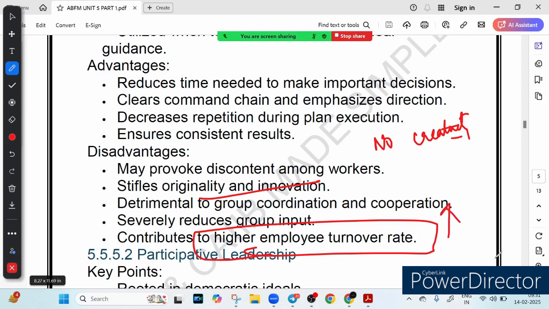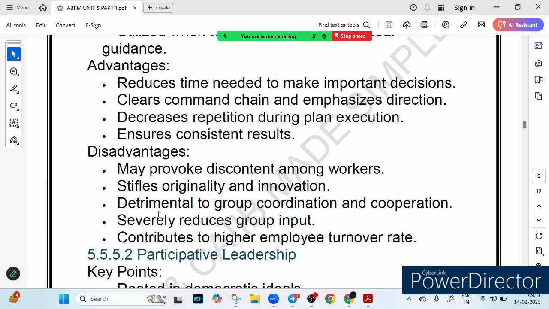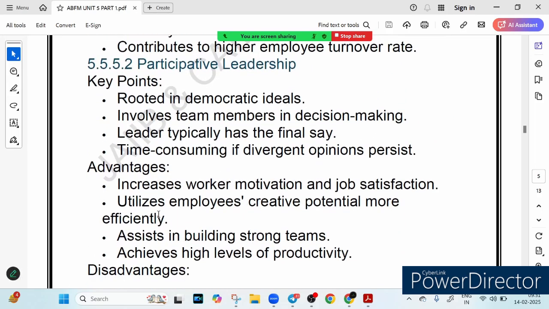So what we learned is that authoritarian leadership is great for emergencies but can lead to unhappy employees in the long run. Now the second kind of leadership model is what we call the participative model. So now let's talk about it. Friends, here the leader is more like a team captain. They ask for everyone's ideas, involve employees in decision making, and value teamwork, right?